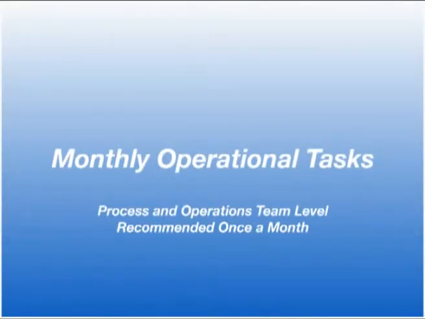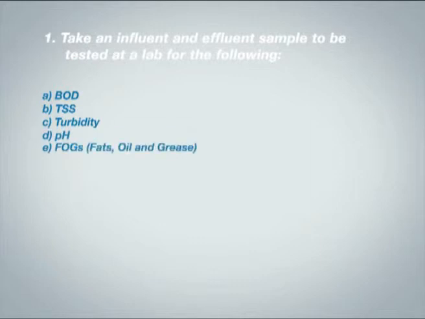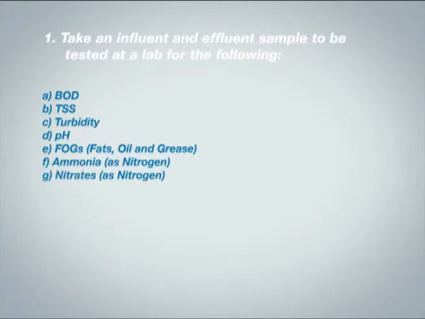Monthly operational tasks. Process and operations team level, recommended once a month. 1. Take an influent and effluent sample to be tested at a lab for the following: BOD, TSS, turbidity, pH, FOGs, fats, oil, and grease, ammonia as nitrogen, nitrates as nitrogen, total coliforms, chlorine residual.